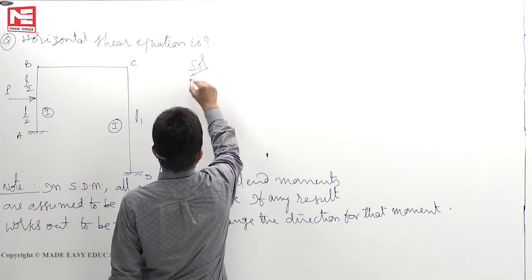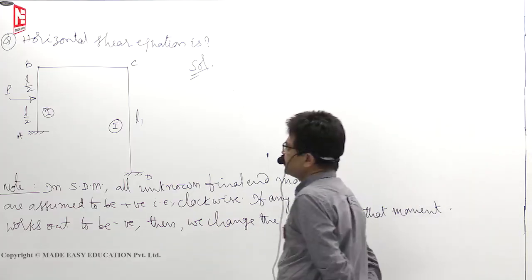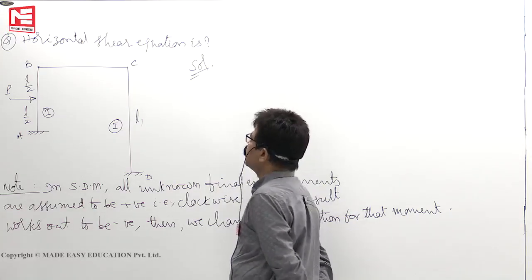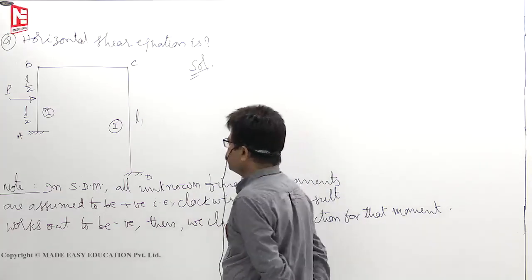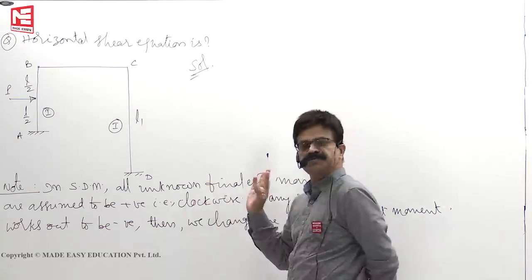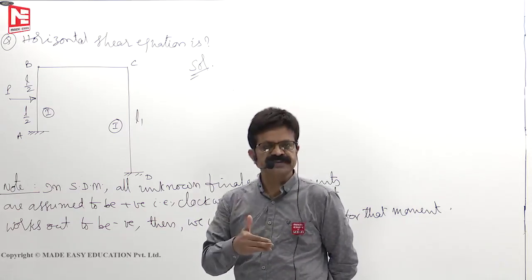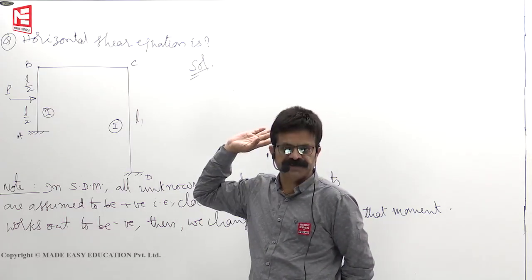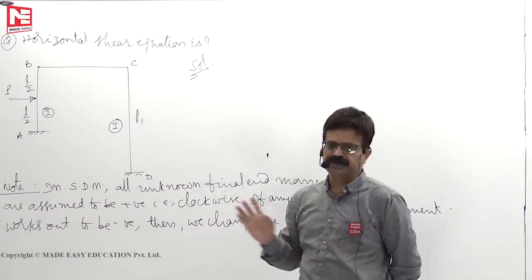this is your solution. Okay. Now this is our frame. A, B, C, D is one portal frame subjected to a horizontal load P. Horizontal shear equation means sigma x is equal to 0 equation we have to write. Then this is the point. Slope deflection method, all unknown final end moments are assumed to be positive, because which is positive, which is negative, or which is clockwise, which is anti-clockwise, we don't know beforehand. So assume all end moments as positive. If at all any result works out to be negative, then only we change that direction of that moment.